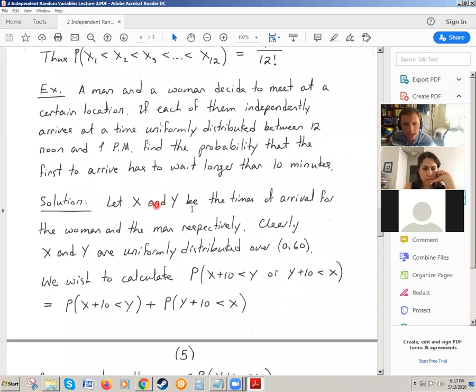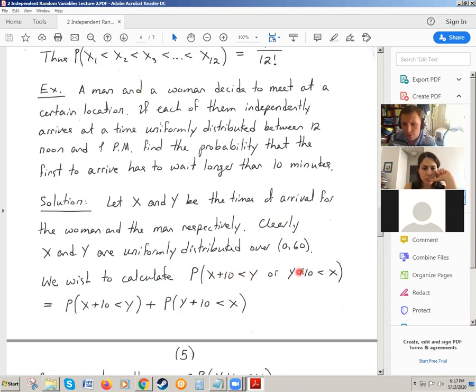So x and y are the times that, let's say x is the time when the woman arrives, y is the time the man arrives. We are interested in the probability that either x plus 10 is less than y. In other words, the moment at which the woman arrived plus 10 more units is smaller than the moment at which the man arrived, or vice versa, right? The man arrived first, then waited another 10 minutes, and the woman arrived even later than that, right? So that's what those mean.